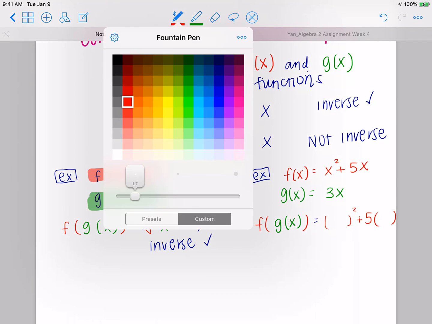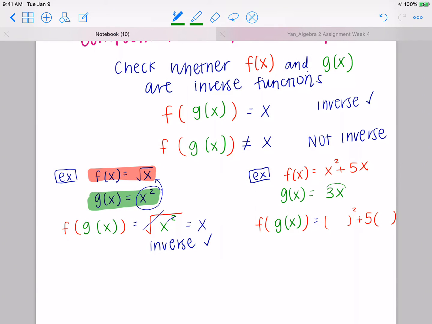Okay, and what's going to go into those parentheses? Your g function. Okay, so 3x is going to go in here, and 3x is also going to go in here also. Because they are x's, we are replacing our g function into our f function. So if I were going to finish writing this, you have to square each of those, which means it's 9x squared plus 15x. Okay, this is my final result. Is this an x? No, so that means this is not a function, not inverse.